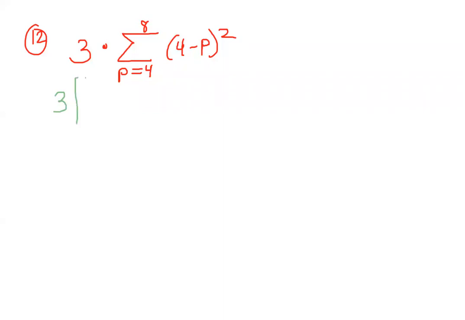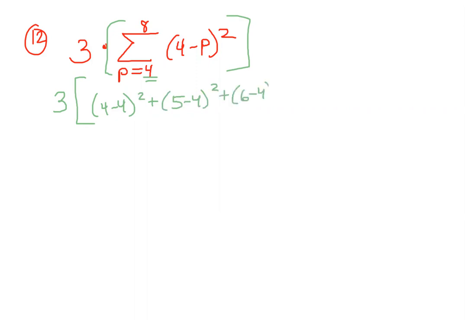And I'm going to just do the sum inside these parentheses. So I'm going to start with p equals 4. So I'm going to say 4 minus 4 squared plus 5 minus 4 squared plus 6 minus 4 squared plus 7 minus 4 squared plus 8 minus 4 squared. So this becomes 0 plus 1 plus 4. I did those all backwards. These should all be backwards.